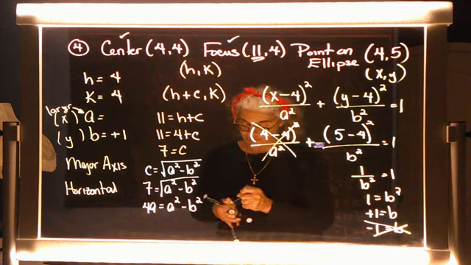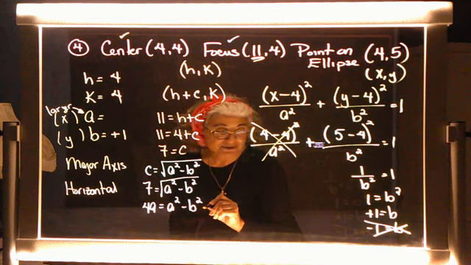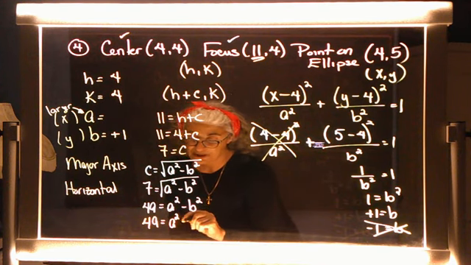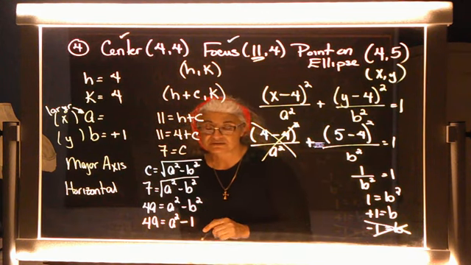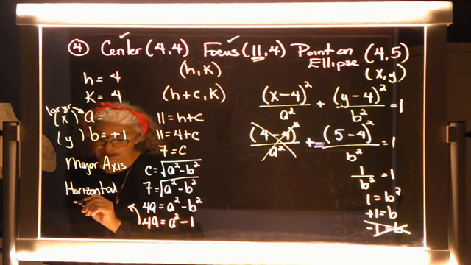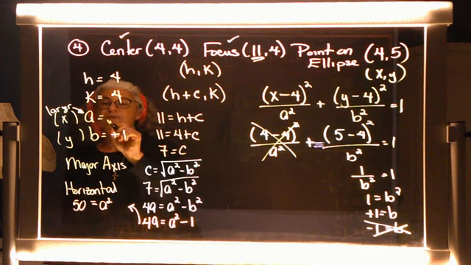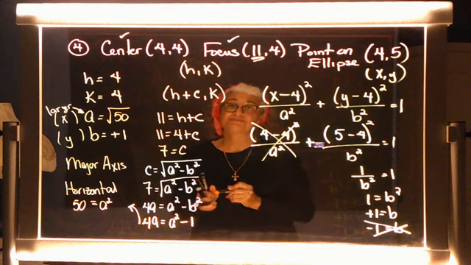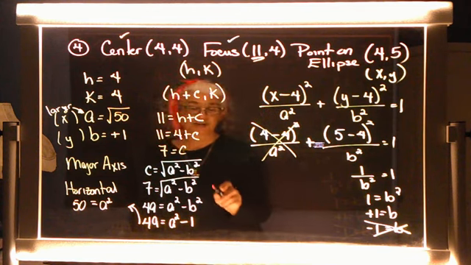And since I know B is equal to a positive 1, that means over here that 49 is equal to A squared minus 1 squared, which is just 1. I'm going to move this over here. I add the 1 to both sides. I get 50 is equal to A squared, don't I? Or A is the square root of 50. Agreed? Do I have all the pieces to my puzzle? I sure do.